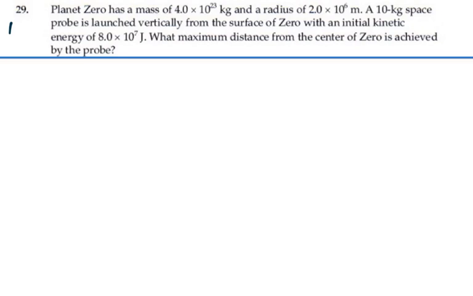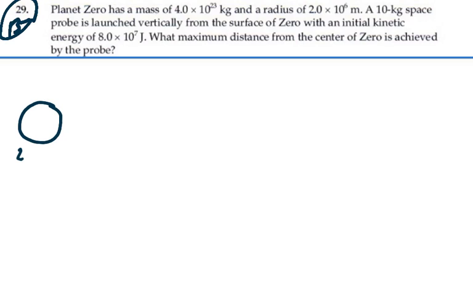Here's problem 1329. Planet 0 has a mass of 4 times 10 to the 23 kilograms and a radius of 2 times 10 to the 6 meters. A 10 kilogram space probe is launched vertically from the surface of Planet 0 with initial kinetic energy of 8 times 10 to the 7 joules. What maximum distance from the center of Planet 0 is achieved by the probe?